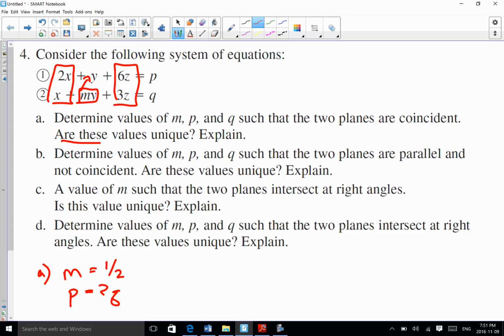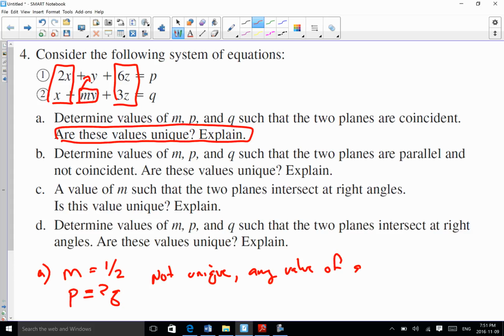And that's kind of why they're asking this question down here. Are the values unique? Explain. Well, no, they're not. They're not unique because I can pick any value of p I want, or q I want, as long as they follow this relationship. Any value of q will produce a different value for p. Okay, so that's not unique. The m has to be 1/2, but the p and q ones are related to each other.